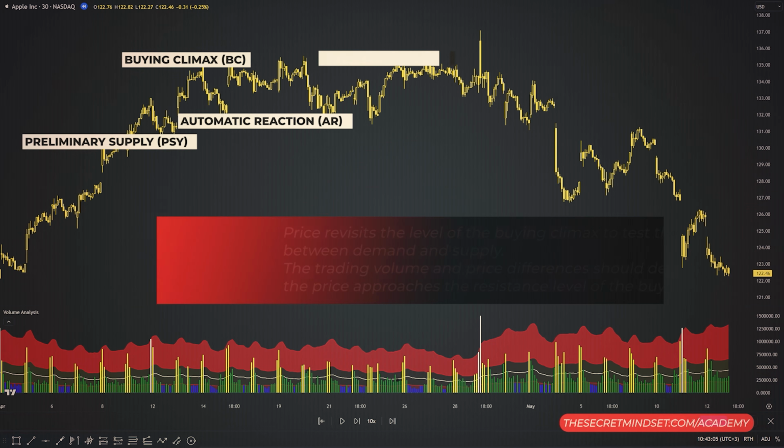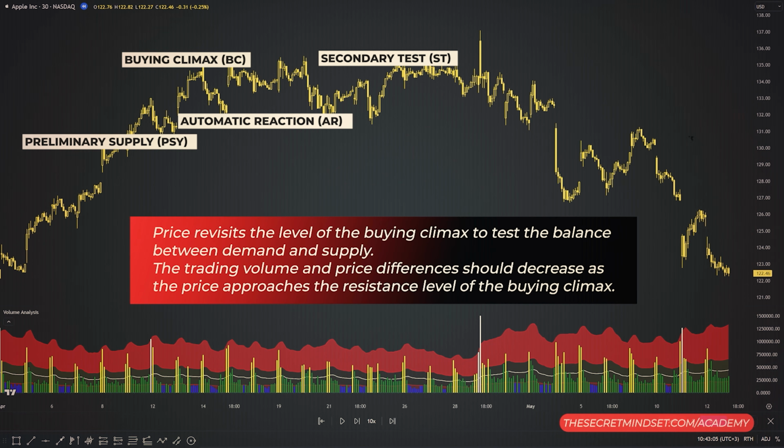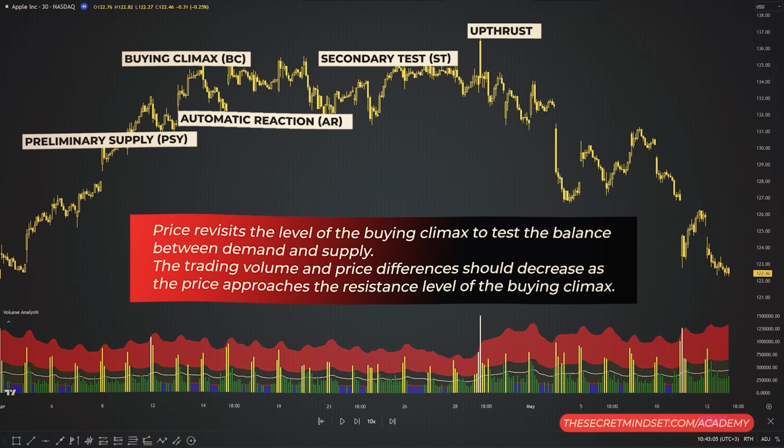Next is the secondary test. The price revisits the level of the buying climax to test the balance between supply and demand. So the trading volume and price differences should decrease as the price approaches the resistance level of the buying climax. Sometimes, a secondary test takes the form of an upthrust, a liquidity run, where the price briefly moves above the resistance level before quickly reversing back below it.